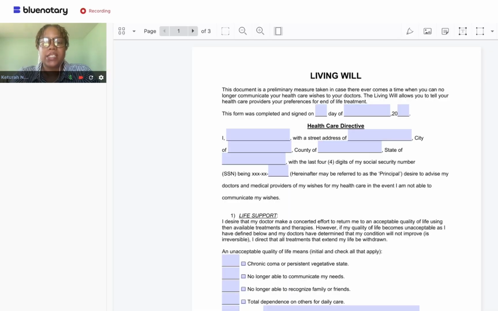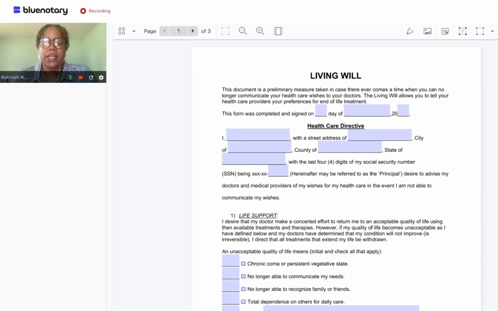A living will is a document where someone writes down their wishes for medical care if they can't speak for themselves. It's about decisions, specifically healthcare decisions, when they're alive and they can't make decisions on their own.